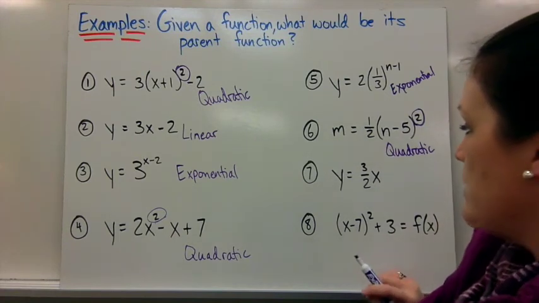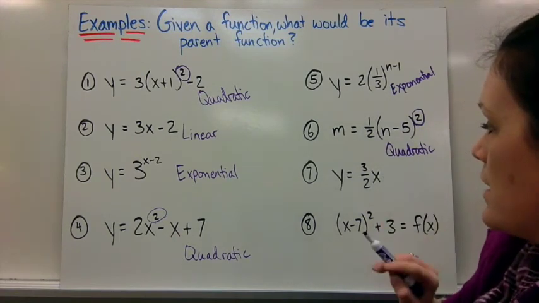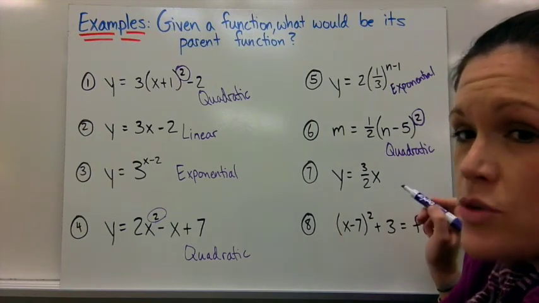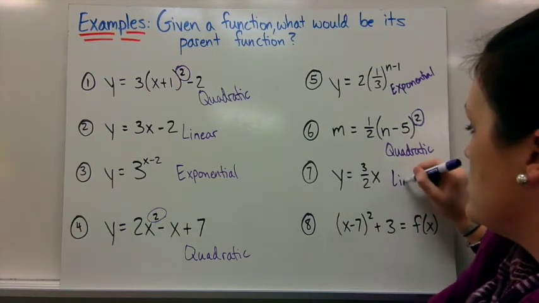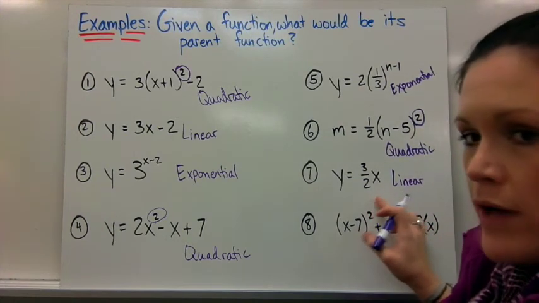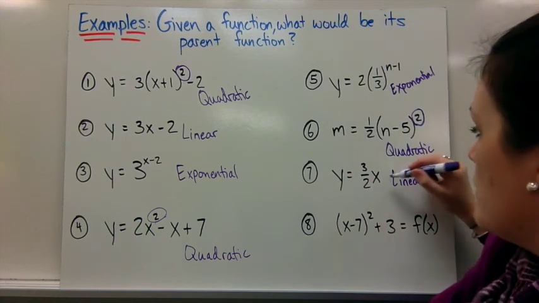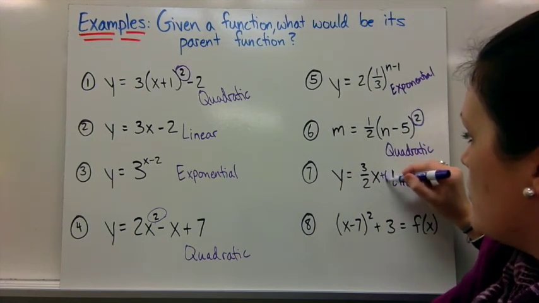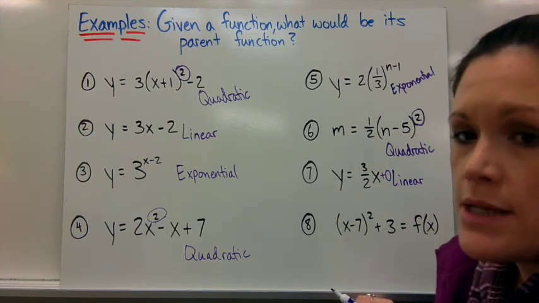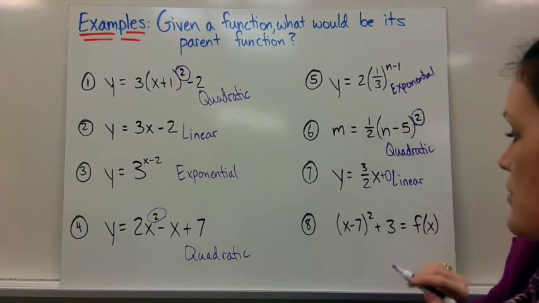So on number 7, y equals 3/2 x. X is not an exponent here, and it's not squared, so this one is just linear again. But notice, even though it's written kind of different, because I don't have my y-intercept here, if I wrote in the y-intercept, it would be a plus zero. But in math, we don't write plus zero because it's just not necessary. But that one would be linear.